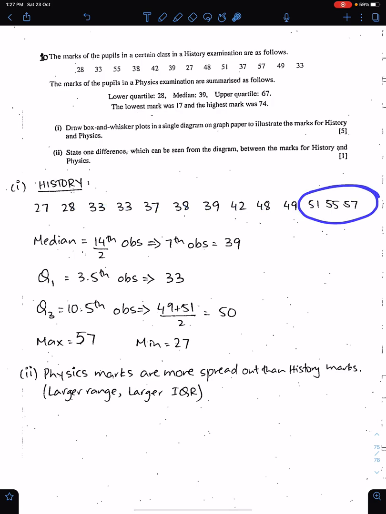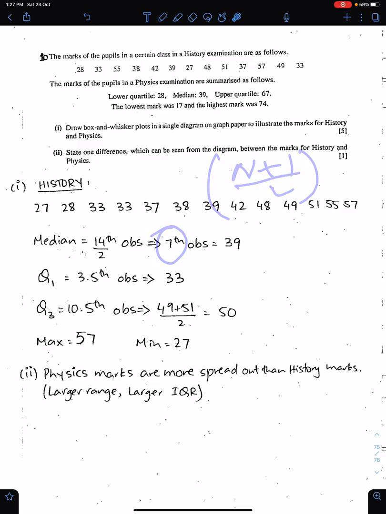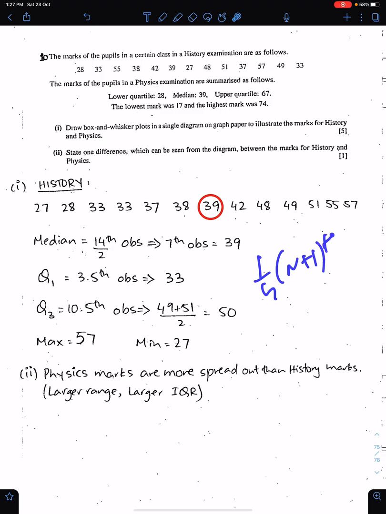So data is odd. So for median, (n plus 1) upon 2th, that means the 7th observation. So 1, 2, 3, 4, 5, 6, 7. This is the median. For Q1, you have to use this formula, 1 upon 4 (n plus 1)th observation. According to this formula, we have got the 3.5th observation, which is the average of the third and fourth, so 33. Q3 is the 10.5th, so this is 7th, 8, 9, 10, 11, the average of these two. Minimum observation is 27, maximum is 57.